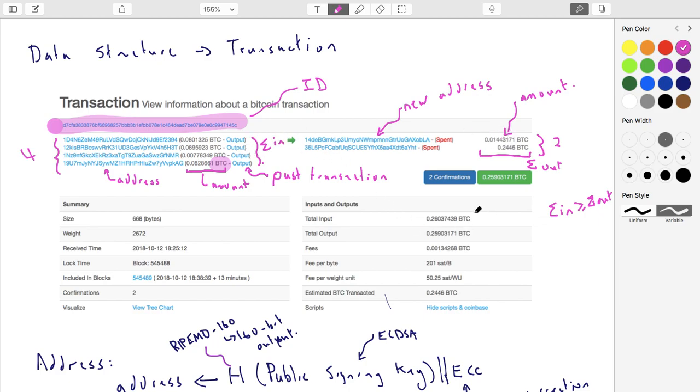Here you'll notice that if you add these four numbers up, you get this value. And if you add up these two numbers, you get a value that's slightly smaller. What that means is the difference will be a fee, and this will be given to the miner who includes this transaction in a block.